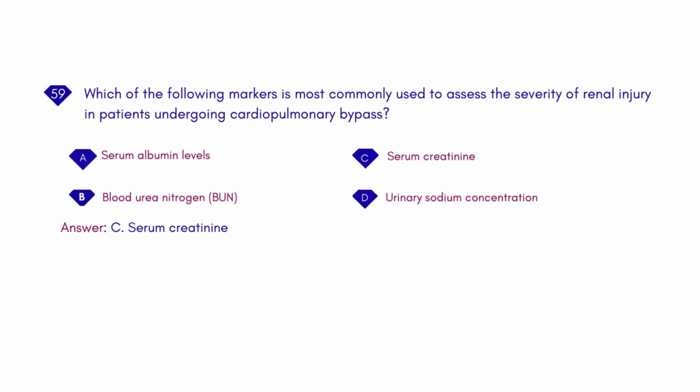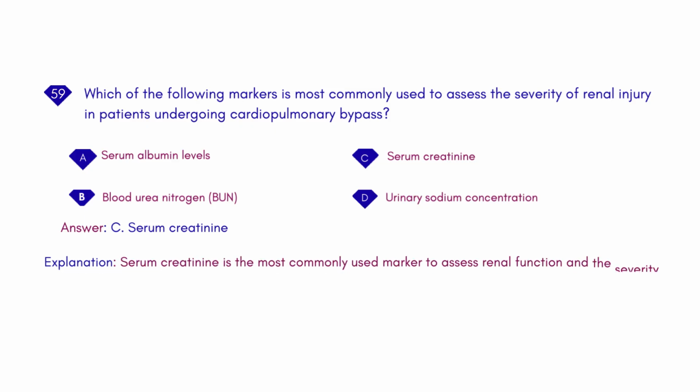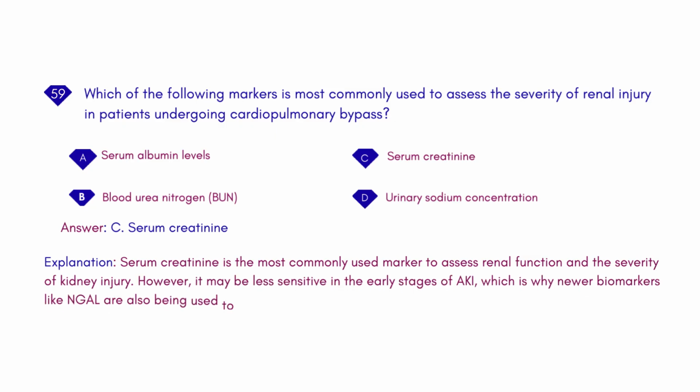Answer: C. Serum creatinine. Explanation: Serum creatinine is the most commonly used marker to assess renal function and the severity of kidney injury. However, it may be less sensitive in the early stages of AKI, which is why newer biomarkers like NGAL are also being used to detect renal injury earlier.